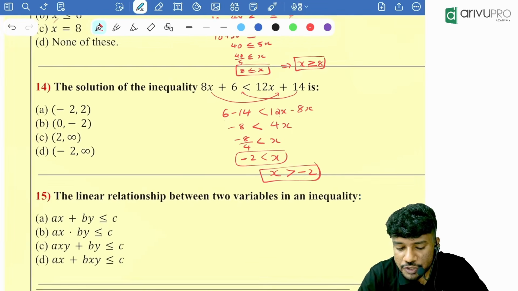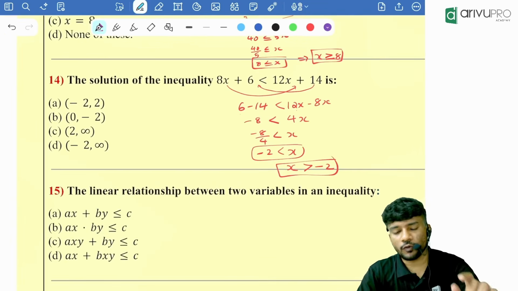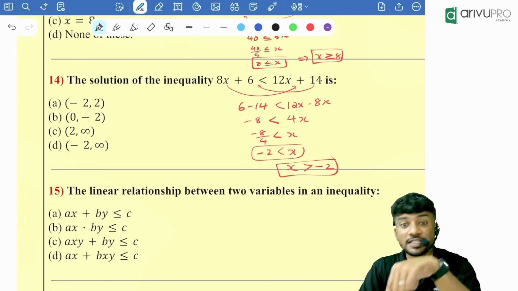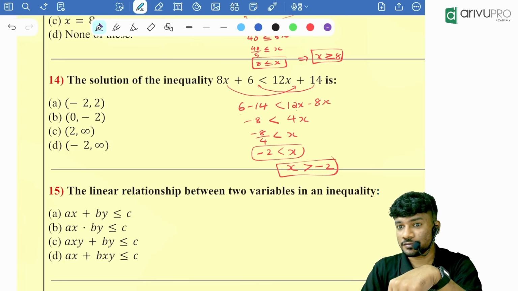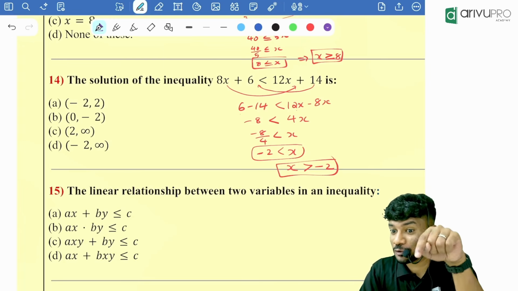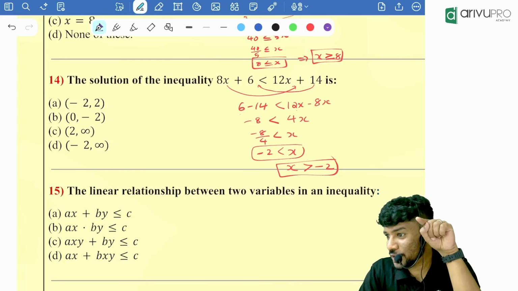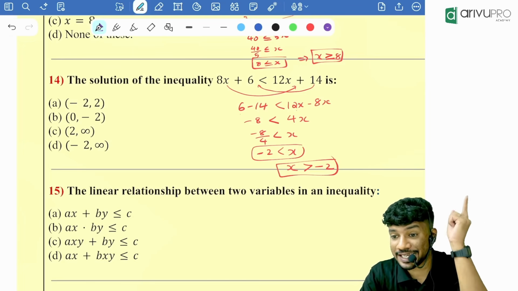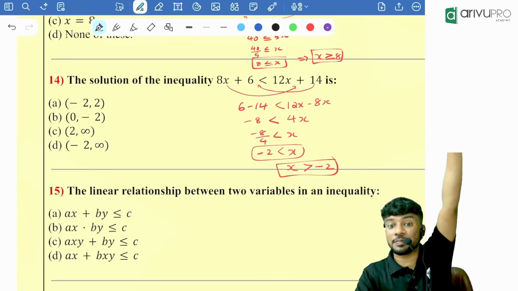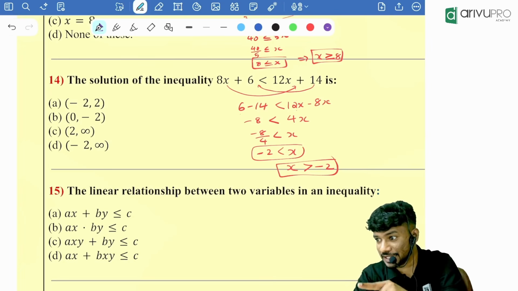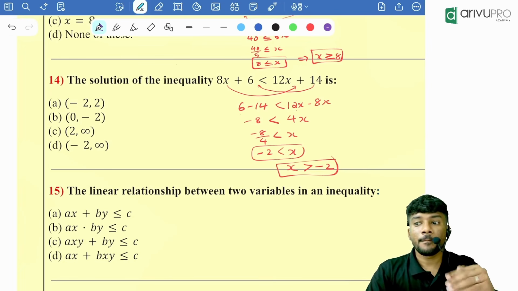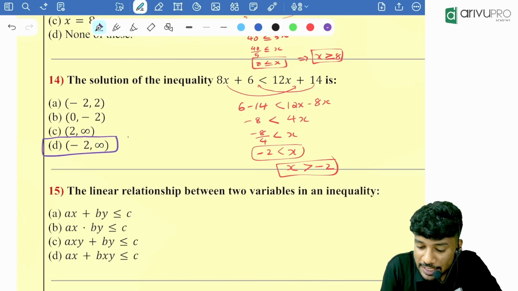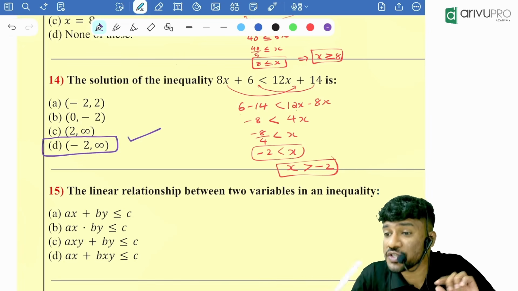Now look at the options. Which option will you go for? Yesterday I told you: x is greater than minus 2 means is minus 2 included? No. Equal to sign was not there, so minus 2 is not included. Now you tell me from minus 2 to what value it is going? Greater than sign means it is going towards plus infinity. If it was less than sign, it would go towards what? Minus infinity. So answer is what, people? Minus 2 to infinity is your answer. Option D is your answer.